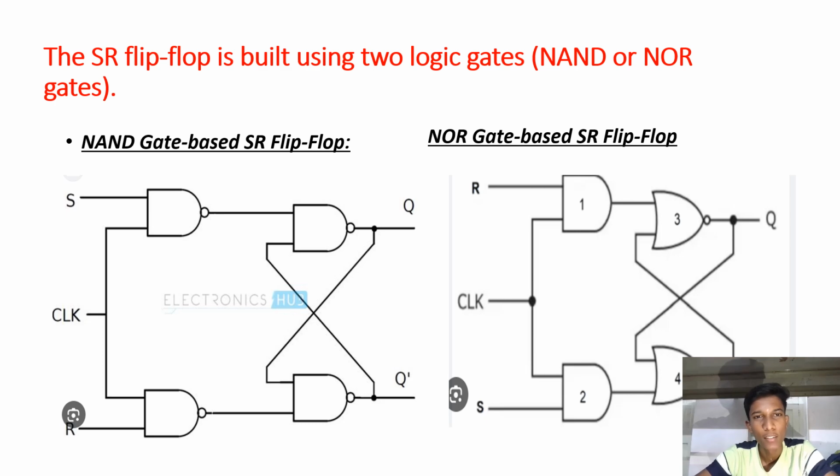The SR flip-flop is built using two logic gates. The first one is the NAND gate, and the other one is the NOR gate. If we use NAND gates to implement an SR flip-flop, then that flip-flop is called an S bar R bar flip-flop. If we use NOR gates to implement an SR flip-flop, then that flip-flop is called an S R flip-flop.